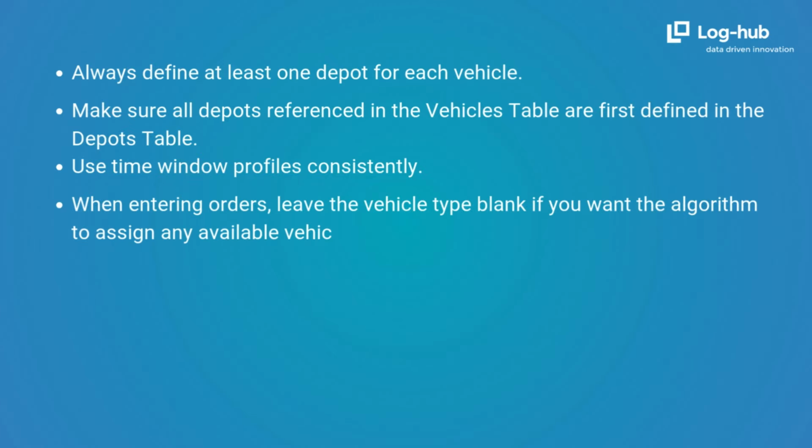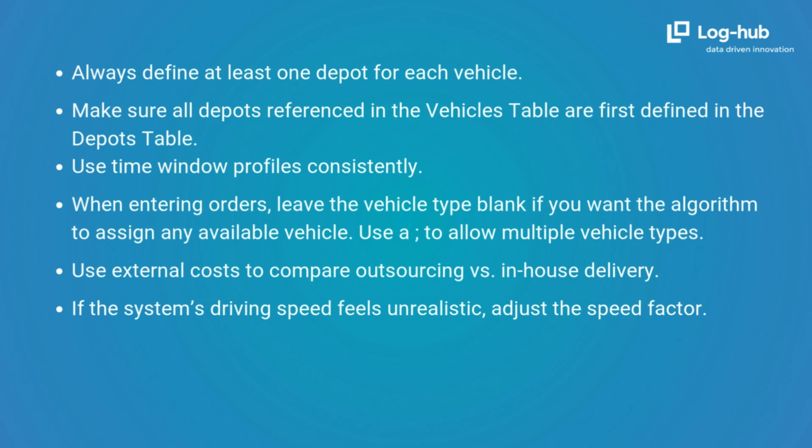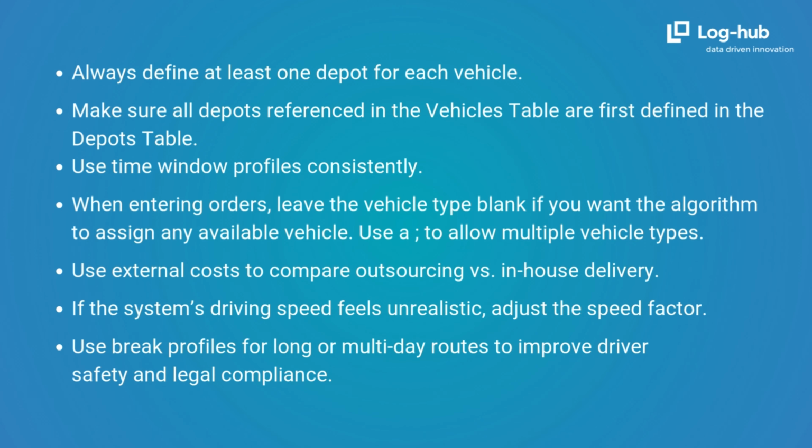When entering orders, leave the vehicle type blank if you want the algorithm to assign any available vehicle. Use the semicolon to allow multiple vehicle types. Use external costs to compare outsourcing versus in-house delivery. This helps balance costs and fleet capacity. If the system's driving speed feels unrealistic, adjust the speed factor instead of changing locations or routes manually. Use brake profiles for long or multi-day routes to improve driver safety and legal compliance.